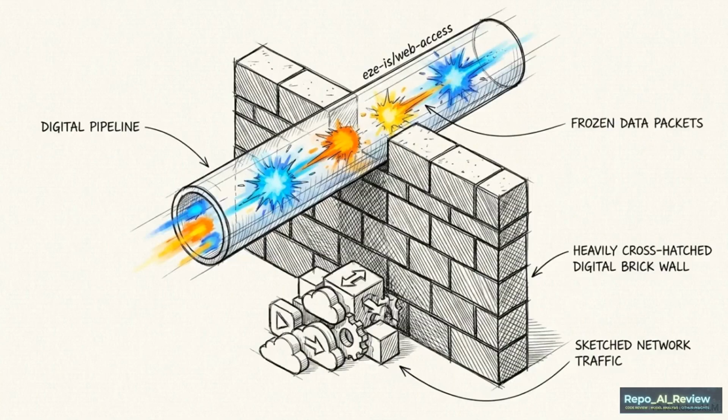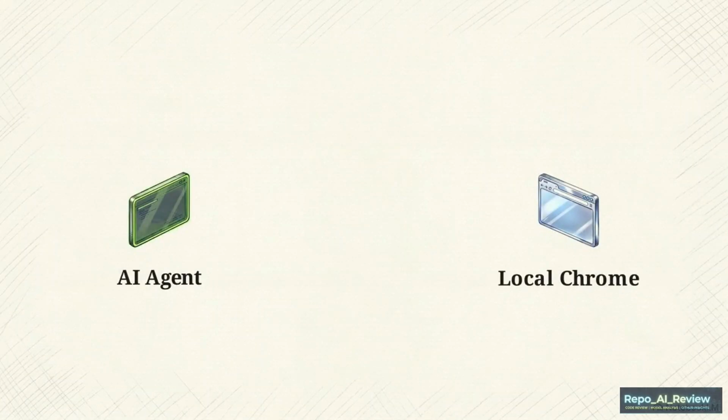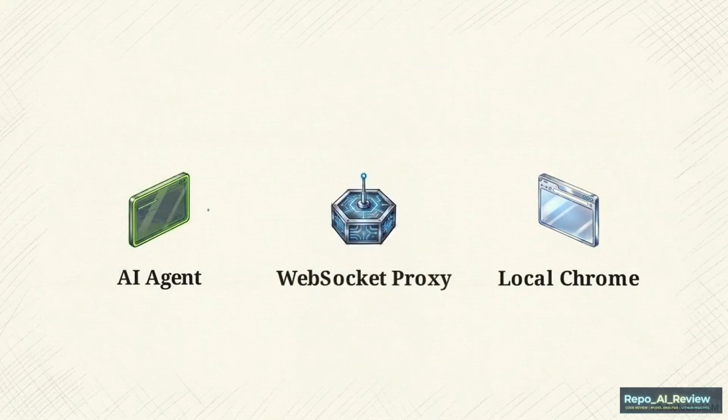The eze-is/web-access repository provides the technical bridge required to bypass traditional scraping blockers. Instead of relying on easily detectable, headless simulated browsers, the skill utilizes the Chrome DevTools protocol. It establishes a WebSocket proxy that connects your terminal directly into your actively running local Chrome instance.